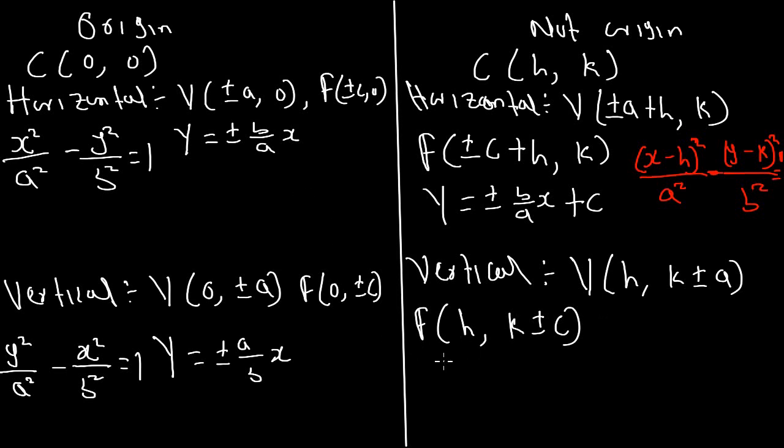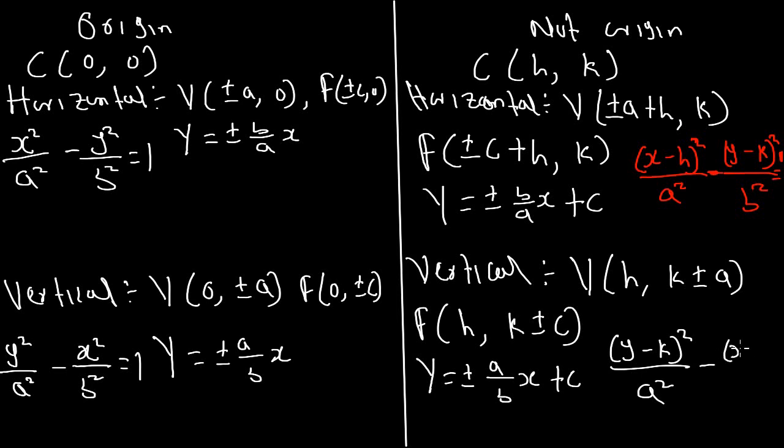Okay, perfect. Now for the asymptotes, since this is vertical, y equals plus or minus a over b x plus c. So this is where we are going to get c. I'm going to show you that by the time we consider an example problem. And lastly is the equation. Since it is vertical, it means the value of a will be under the y part. And since a is always under the positive part, we have y minus k all squared divided by a squared minus x minus h all squared divided by b squared equals 1.